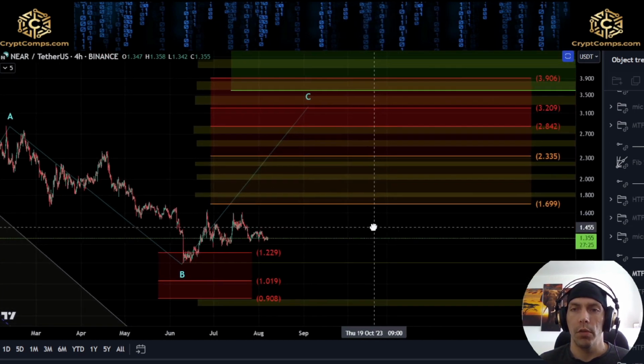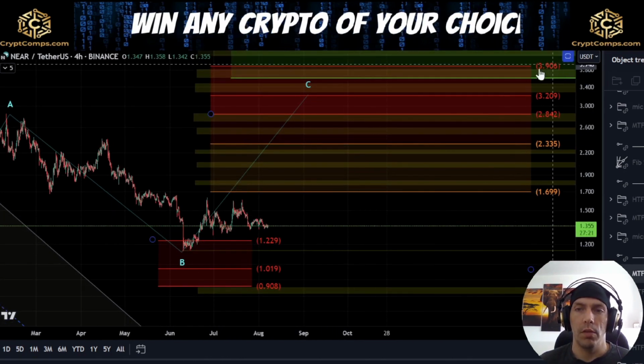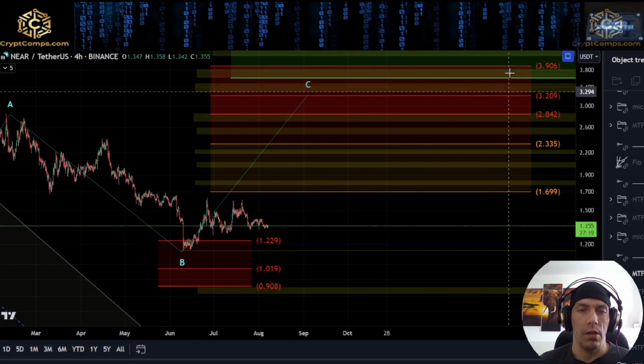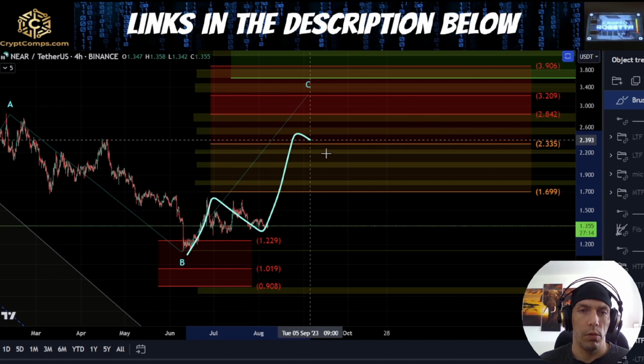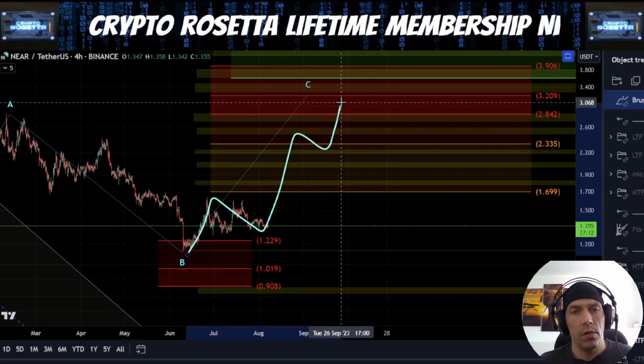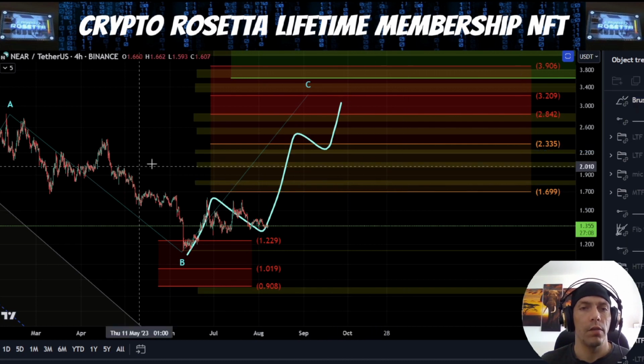So we're looking for this possibility of a C wave to the upside. Now, the most common area for this would be this $3.90 to this $2.84. And what we'd want to see here is this to actually develop in 1, 2, 3, 4, and 5. If we do see a move up in 5 waves, I will also be keeping an eye on this $2.33, as this will be our 1-to-1.